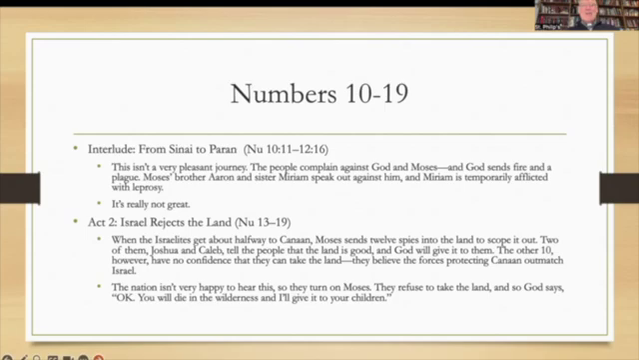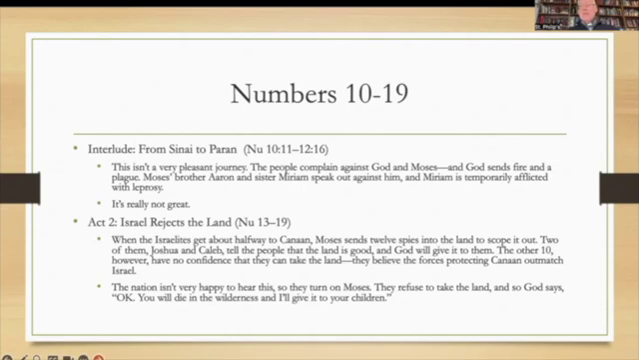Act 2 here is Israel rejects the land. So this is chapters 13 to 19. Once the people get halfway to Canaan, Moses sends spies to scope it out. 2 of them, Joshua and Caleb, tell the people that the land is good and God will give it to them. The other 10, however, have no confidence that they can take the land. They believe the forces protecting Canaan outmatch Israel.